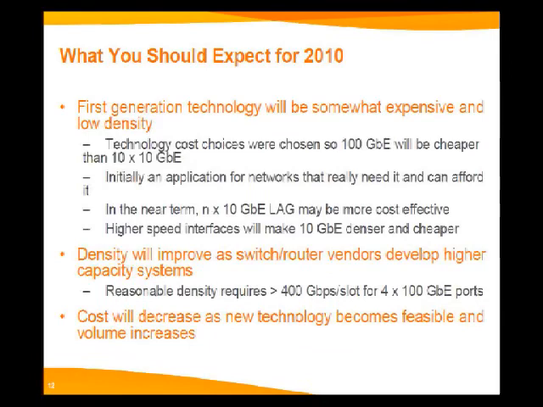You quickly run out of the 14 or 16 slot capacity. So for reasonable density, I consider 4 ports to be reasonable. That's going to take at least 400 to 500 gigs per slot, and that's going to be a next generation of technology. And like I said, the costs are going to decrease as new technology becomes feasible and obviously volume increases.